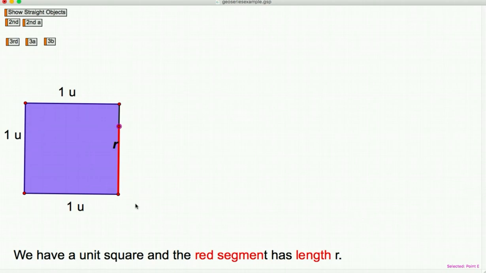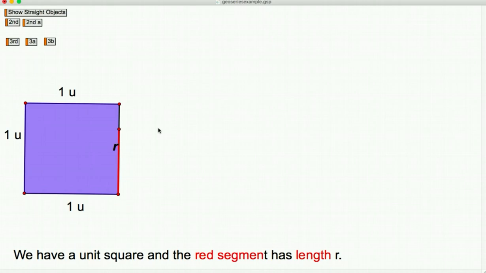I'm starting with a square that I've built using geometry software, and I have decided that each side length of the square is 1 unit. Hence, the square's area is 1 square unit. I also have this length r, and notice r can vary from 0 to 1, to a number greater than 1, to a number even less than 0. But let's keep r right here at this time.